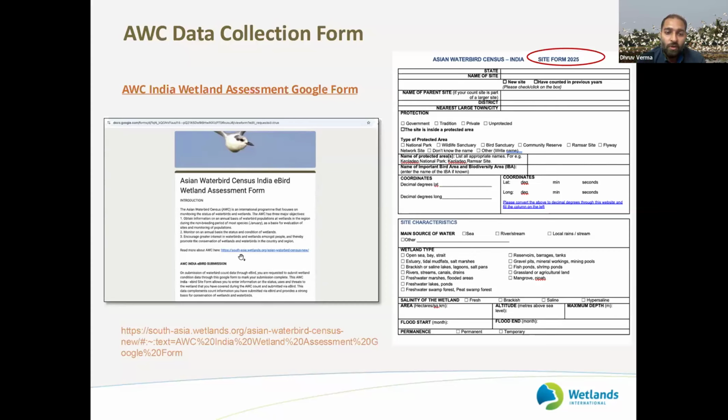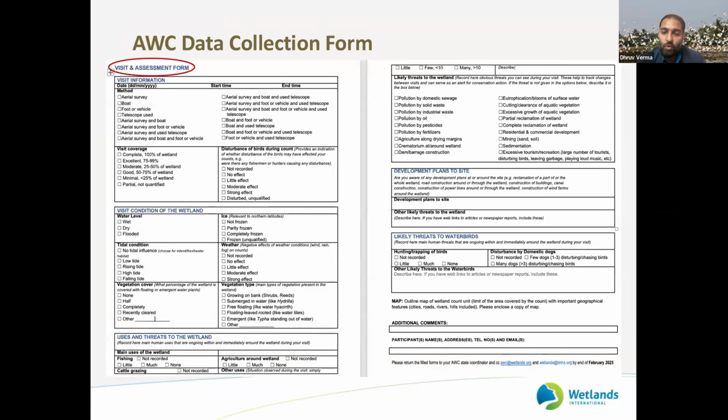So this is one part of the information that you will be feeding into the Google form, which is called the Asian Waterbird Census wetland assessment form. The picture on the left-hand side, there's also the link I have copied here, but I think we'll be sharing all of these things with you. If you open this Google form, information will come in a similar sequence, starting from the name of the site, state, name of the parent site, protection status, and so on, right? This is one part of the story.